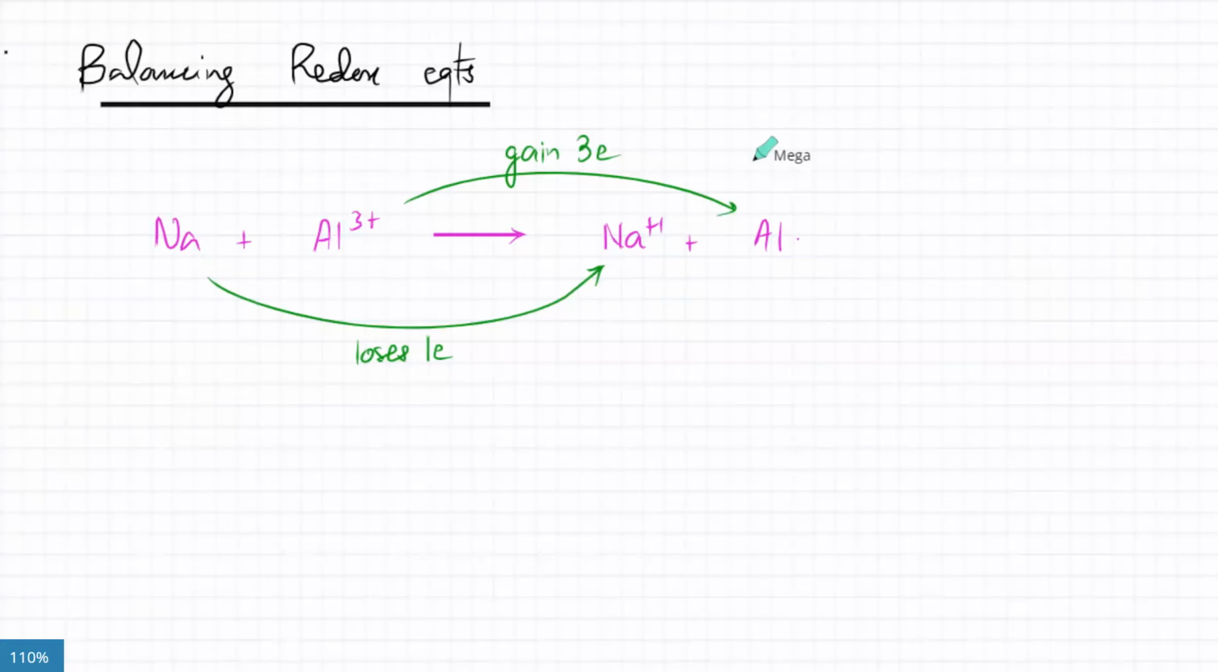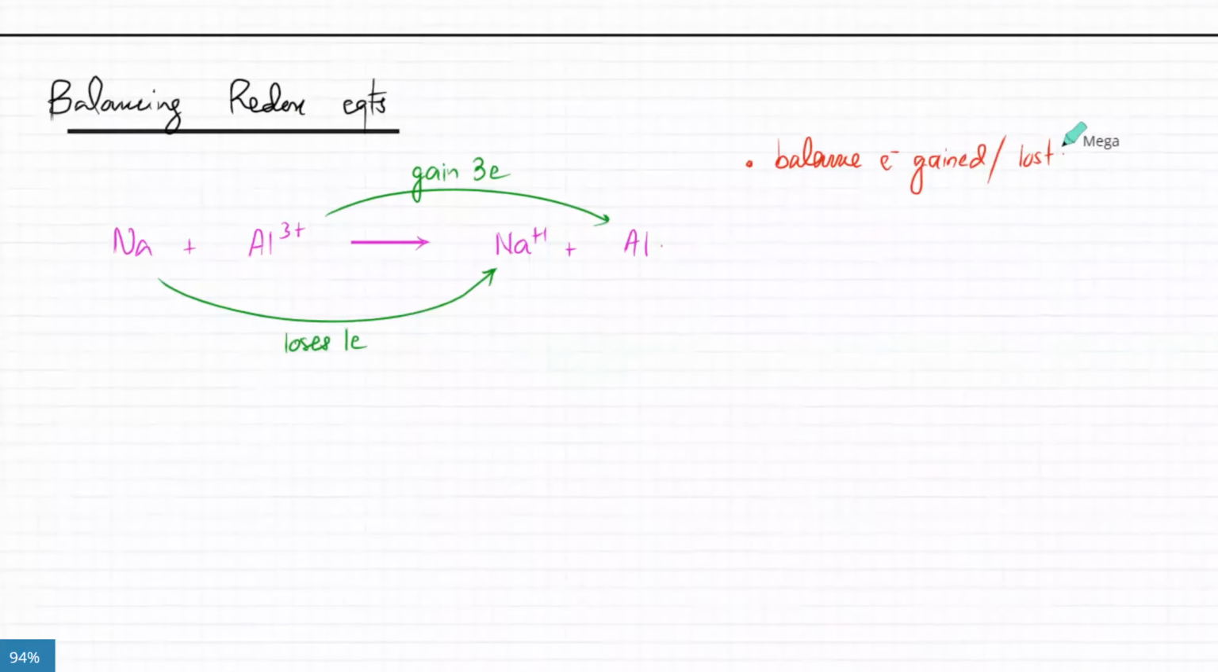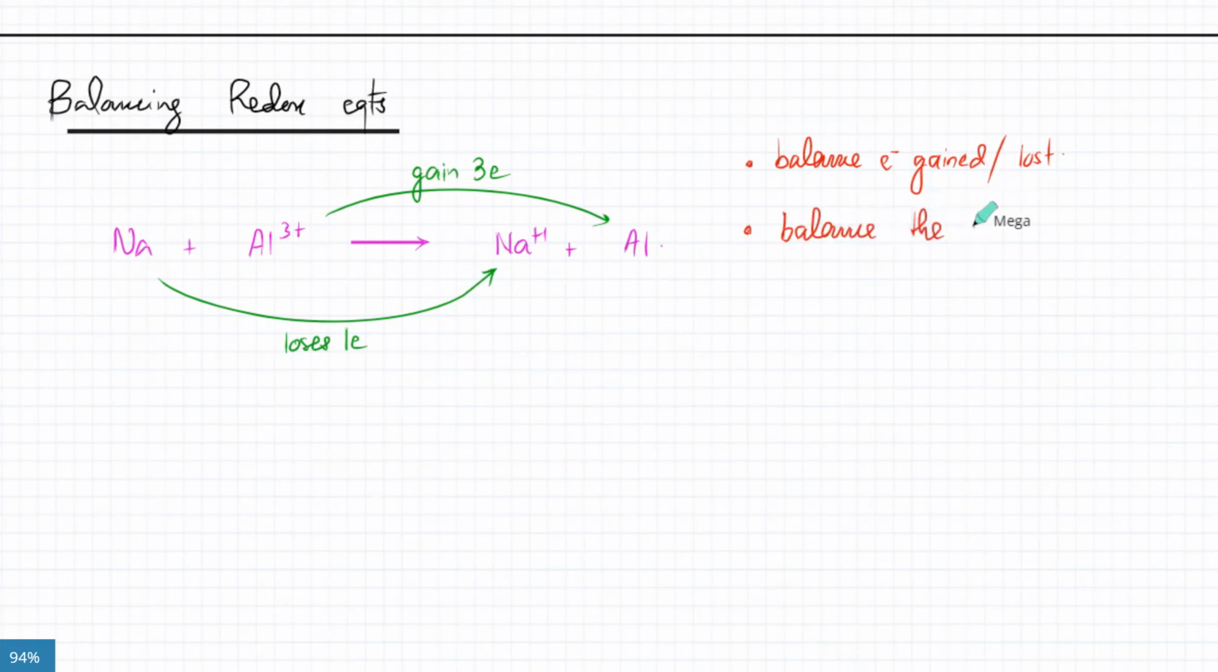Now, whenever you have a redox equation, the thing that's important is you have to do two things. The first thing is you've got to balance the number of electrons gained and lost. Gain and loss, you got to somehow make them equal. So that's the first thing. And then the next thing is you got to balance the atoms the normal way.